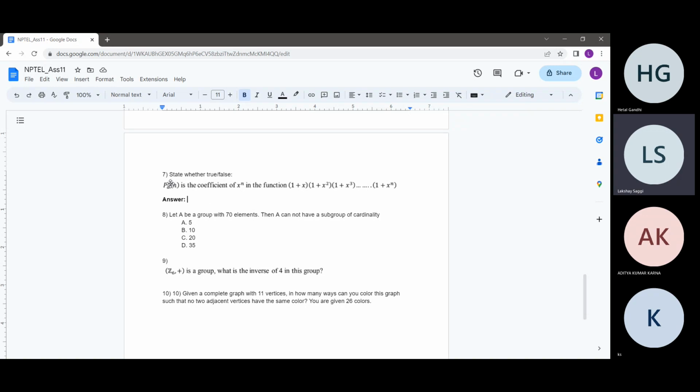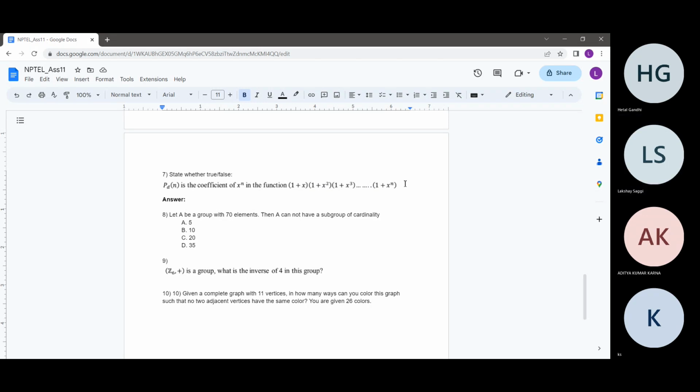But PDN was basically the number of ways of writing a number n using the numbers from 0 to n exactly once. Like if you use a number, you can use it at max once. You can use it 0 times also, but you can use it 1 time. So number of ways of writing n using integers from 0 to n by using each of the integer at max once. So this was PDN. So the statement says that PDN is the coefficient of x to the power n in the function 1 plus x, 1 plus x square, 1 plus x cube, and so on.